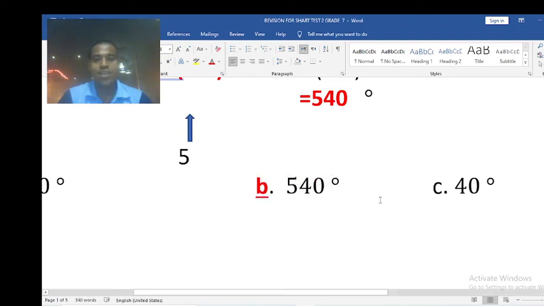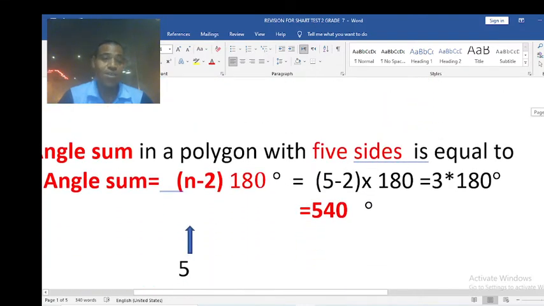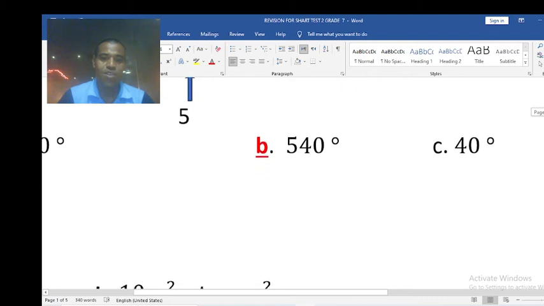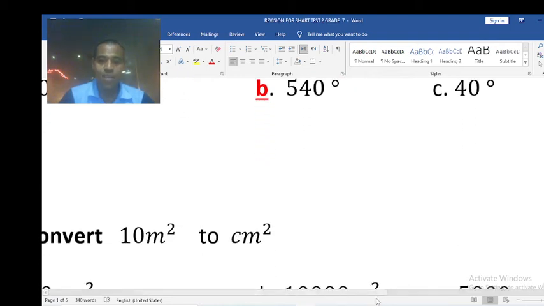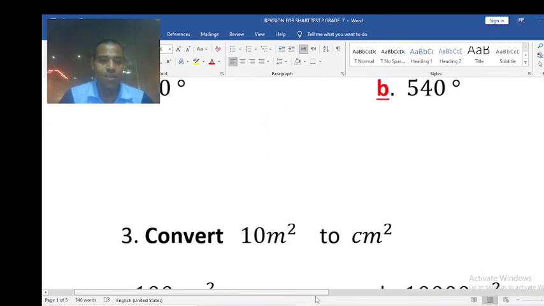Okay, just calculation. Maybe in the exam they will ask you about the angle sum in a square, in a rectangle, in a quadrilateral, or in a triangle. You should prepare yourself for this kind of question. Okay, now we move to the next part.